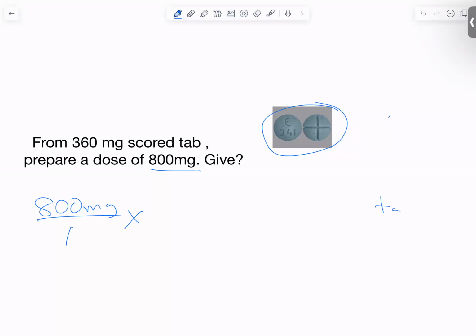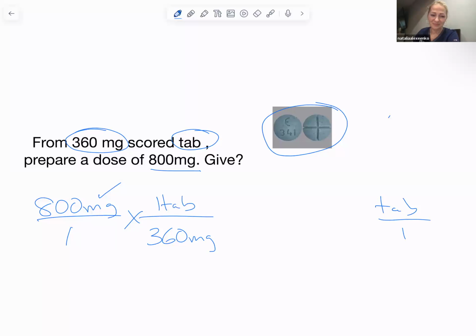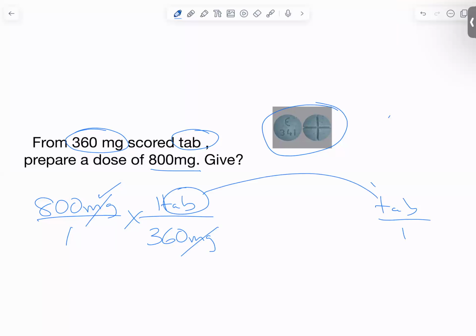Well, I'm going to give a tablet. So you know me, I'm keeping it same. So how do I get rid of milligrams and get to tablets? Well, I use what's in my problem and I have 360 milligrams in a scored tablet. You still with me? Yep. Crossing off my milligrams and I have my tablet. So now I do my math. So 800 times 1 is 800 and 360 times 1 is 360. I divide 360 into 800, I'm sorry. And it should give me what?